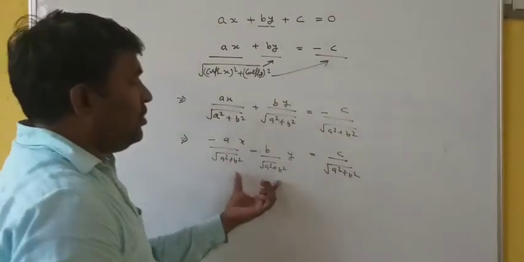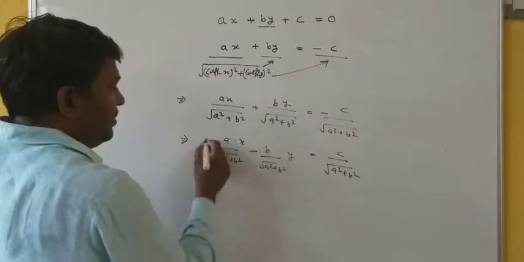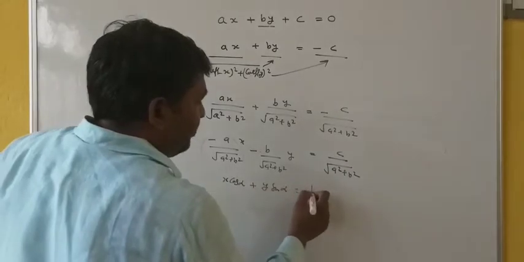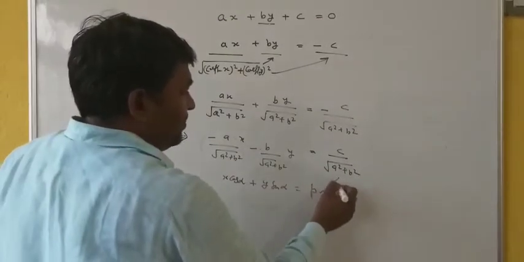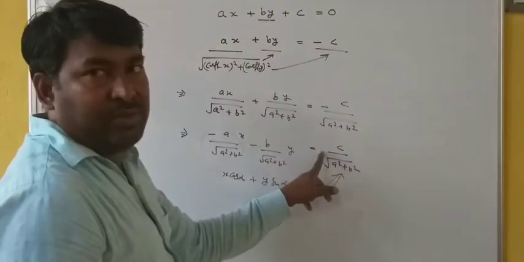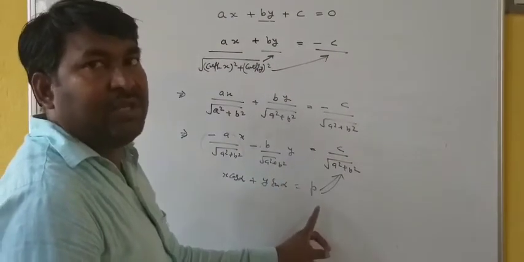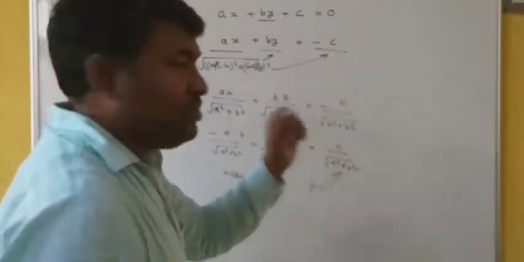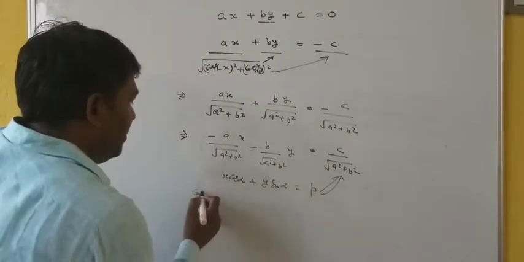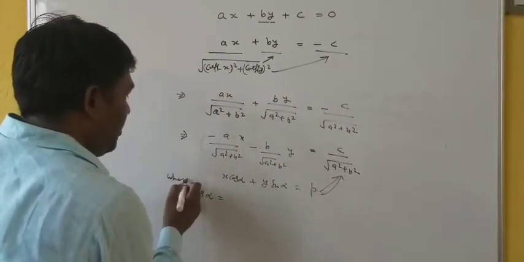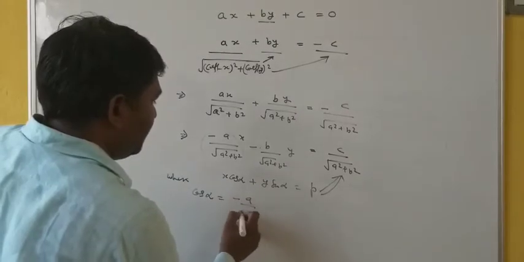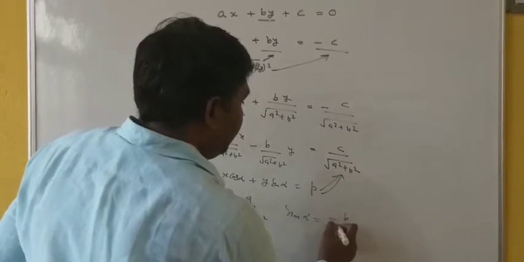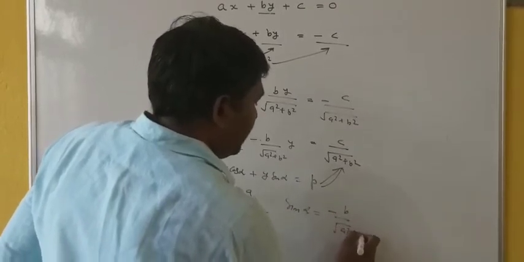So this is your normal form. How will you compare it? x cos alpha plus y sin alpha is equal to p. So value of p is this one, if it will be in positive sign. Since this is the length of perpendicular and the length can never be negative, that's why we are making it positive. Now from here see, cos alpha is minus a upon under root a square plus b square. Sin alpha is also minus b upon under root a square plus b square.